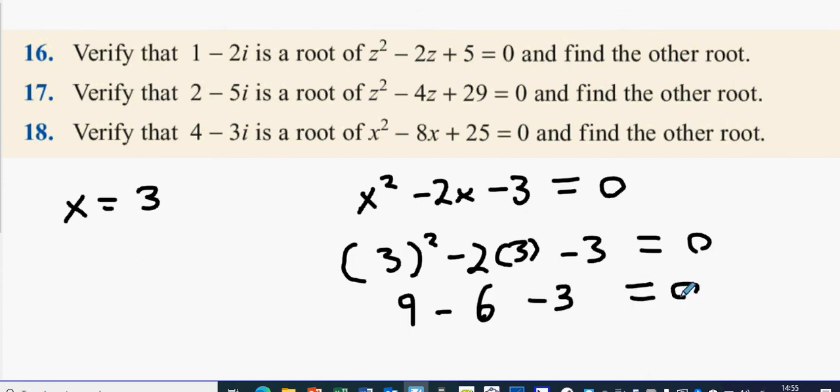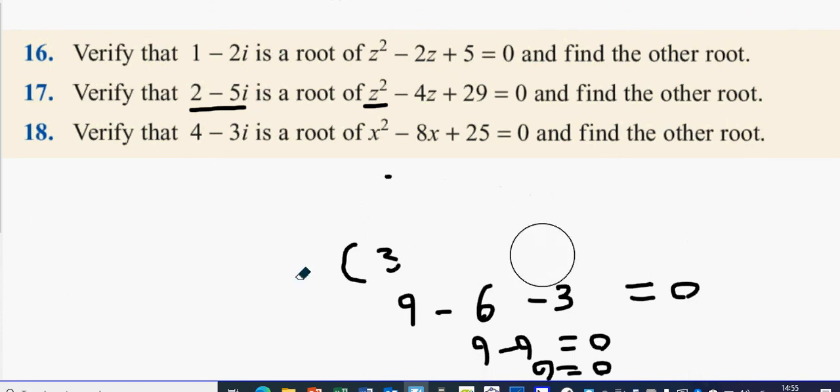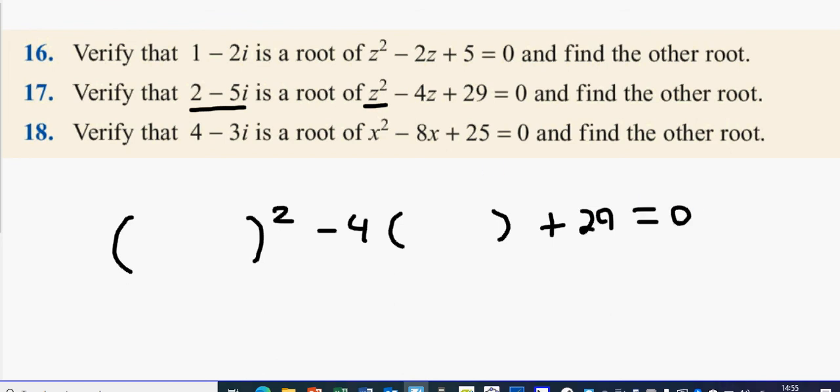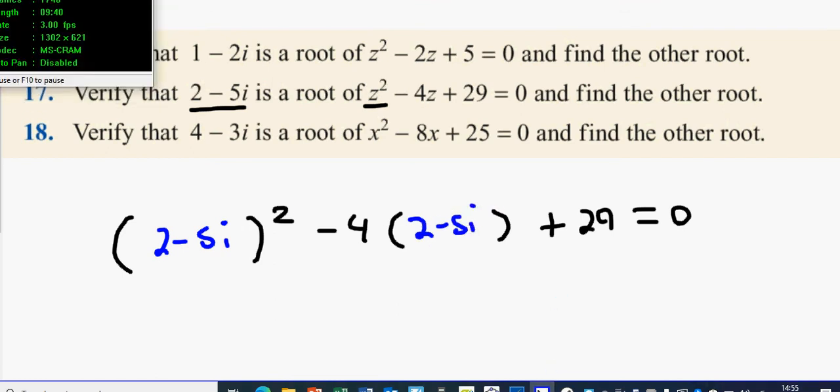So, I'd like you guys to apply the same logic here. Anywhere you see a z, replace it with 2 minus 5i. Off you go. Okay. Question 17. Anywhere you see a z, put a 2 minus 5i. See what happens. That's as far as we're going to take this for the time being. You're on your own for the rest of it.